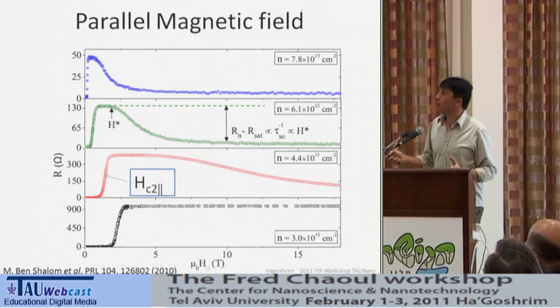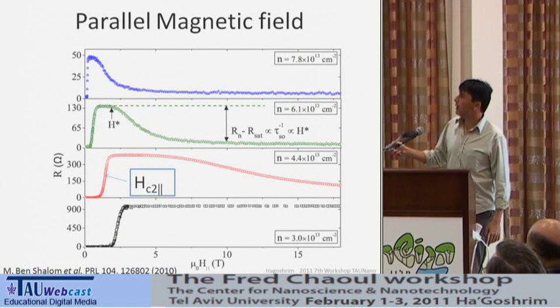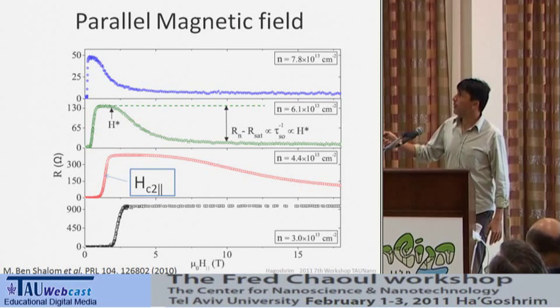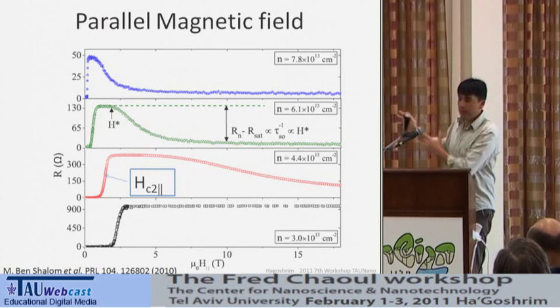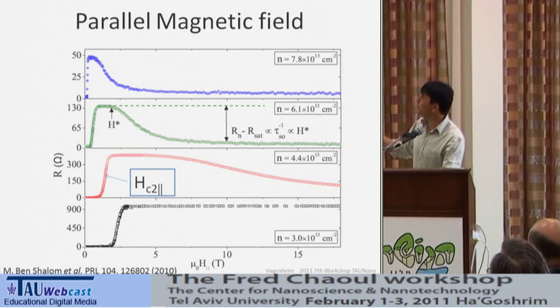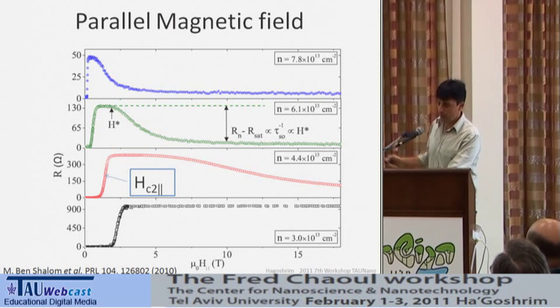This is the parallel magnetoresistance. You now apply the field parallel, and there are many features here. This is superconductivity, and you kill superconductivity with the parallel field, and then you have some plateau, and then negative magnetoresistance, and then another plateau. And you see this thing shifts towards higher fields as you change the number of charge carriers. So this is a large number and a small number of charge carriers.